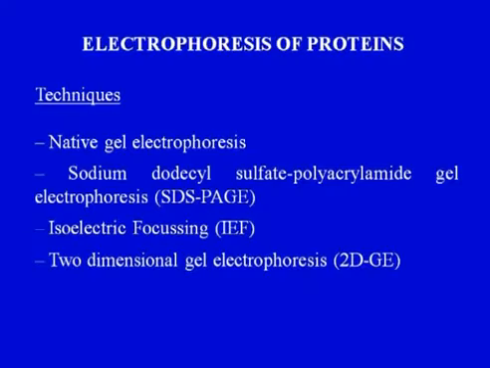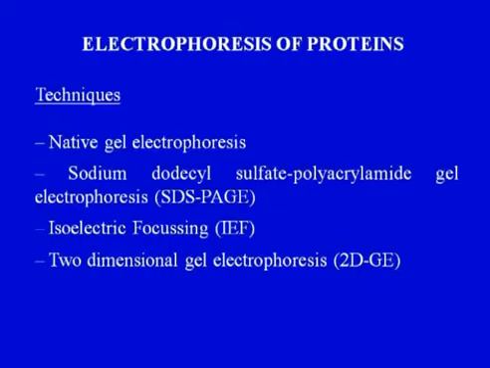Like there is native gel electrophoresis. Now, native gel electrophoresis is one where the analyte is separated according to differences in apparent mobility, and the protein is not denatured here. Then there is SDS PAGE, or sodium dodecyl sulphate polyacrylamide gel electrophoresis, where analytes are denatured because of SDS and they are separated according to size.